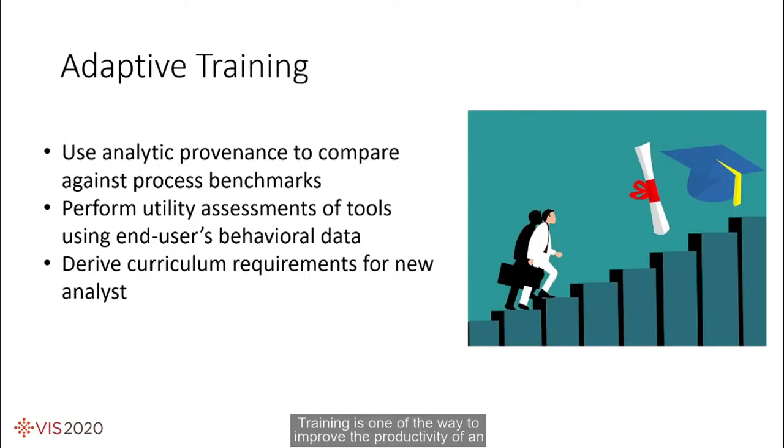Training is one of the ways to improve the productivity of an analyst. Provenance captured during the analytic process, when compared against process benchmarks, could help understand where an analyst is performing well and where additional training is needed. Similar approaches may be developed to derive curriculum requirements for new analysts. Using end-user behavioral data, we could also perform utility assessments of tools on a frequent basis.